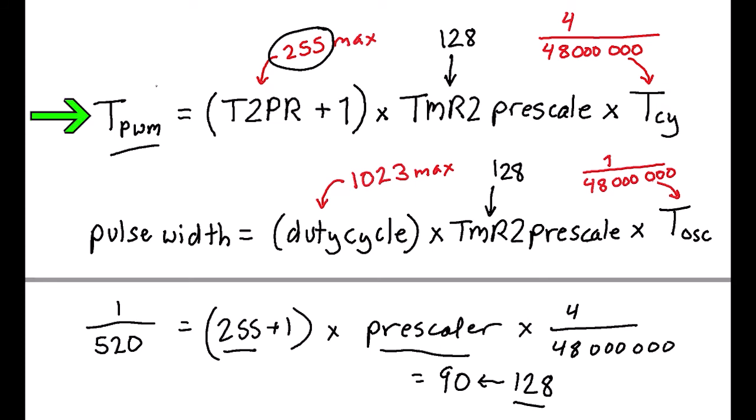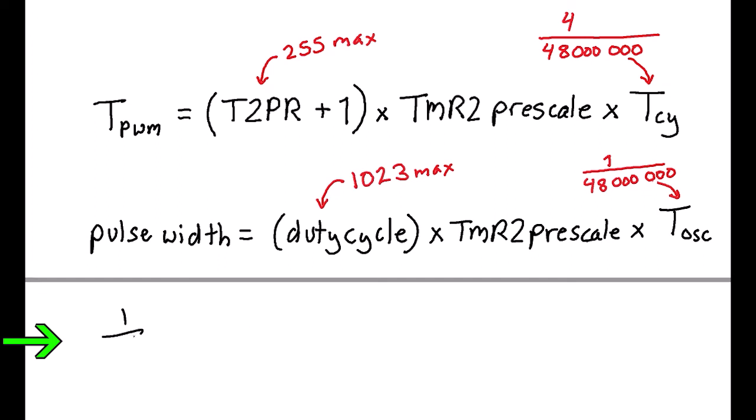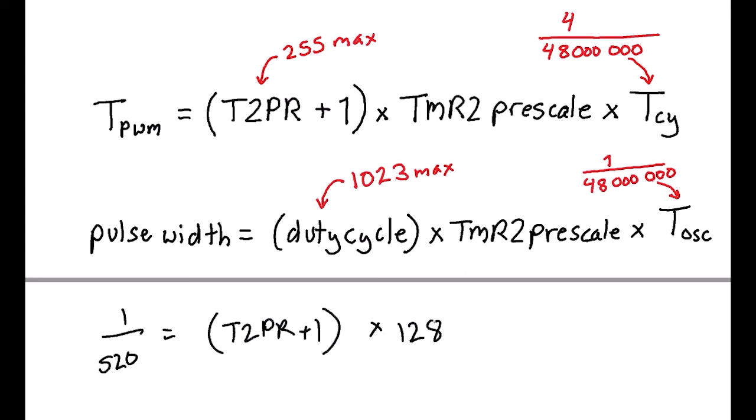So the next step is then to go through this top equation again, except this time we're going to use the prescaler we just came up with, and we're going to calculate what this T2PR is actually supposed to be. So now we're calculating the value that we wanted all along. So let's do that now. Our period is still 1 over 520 hertz. We're now looking for T2PR, and we know our prescaler is going to be 128, and the TCY is still the same. And so now we can solve for T2PR.